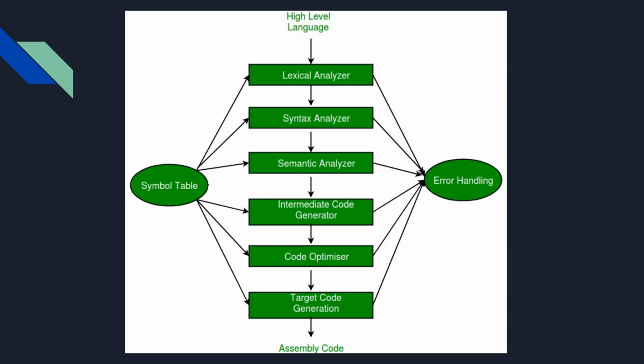So next we can see the different phases of compiler. The high level language is taken as input to the lexical analyzer, and from there it goes to the syntax analyzer, then to the semantic analyzer, then the intermediate code generator, then the code optimizer, and target code generation will produce the assembly code which we require. Actually, all the phases are managed by the symbol table and the errors are handled by error handling. We'll get into detail with each of it in the next part.